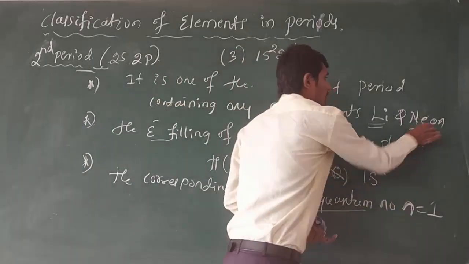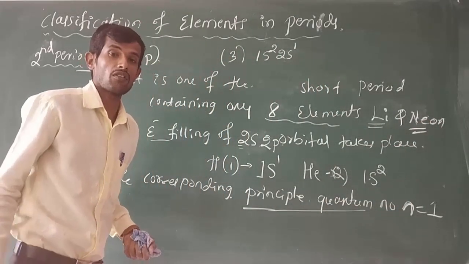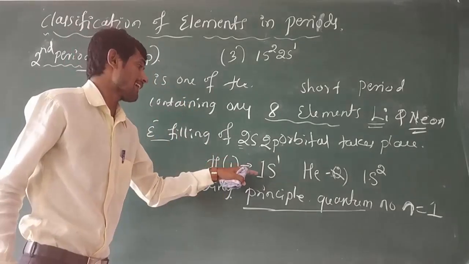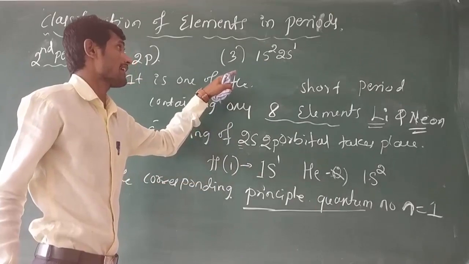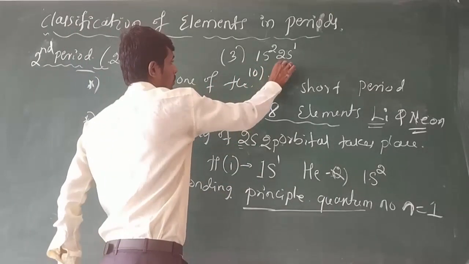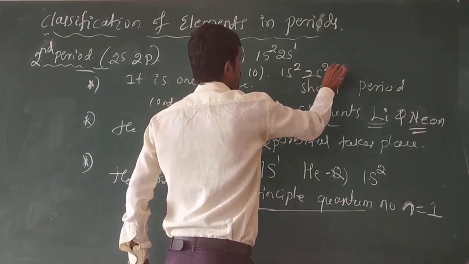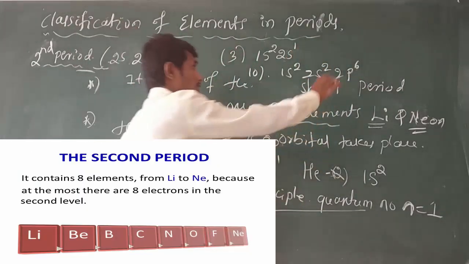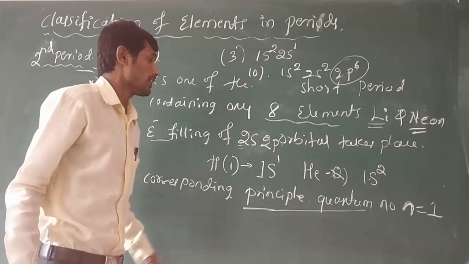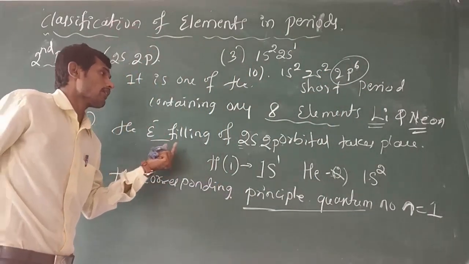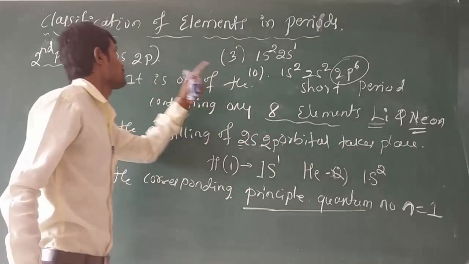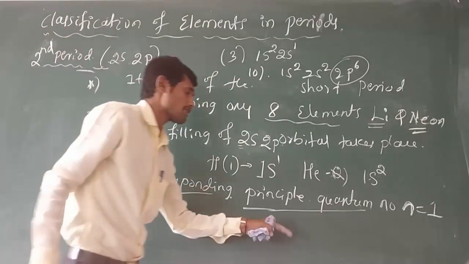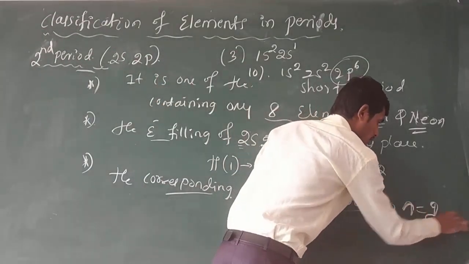When you observe the electronic configuration of neon, its atomic number is 10. The electronic configuration is 1s2, 2s2, 2p6, totaling 10 electrons. This means the p orbitals are completely filled. Therefore, the electron filling of 2s and 2p orbitals takes place in the second period. Next, the corresponding principal quantum number is n equal to 2 here.